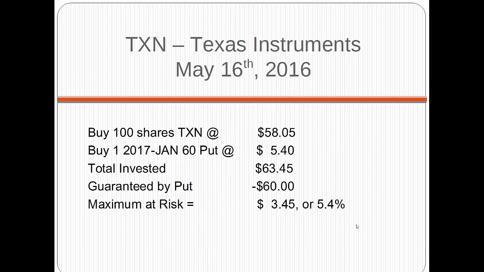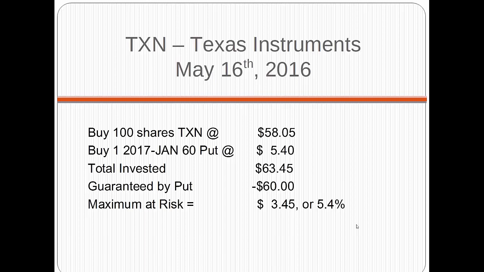All right. A trade that I was already in, but a trade that came up in the default RPM report and the radioactive search for potential married put positions was Texas Instruments. Back on May 16th, we could have bought 100 shares of Texas Instruments at 58.05.